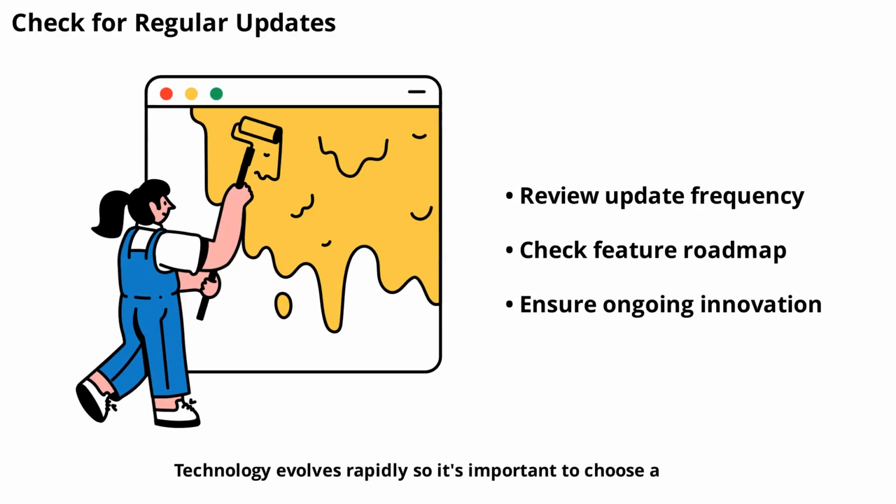Technology evolves rapidly, so it's important to choose a vendor that regularly updates their software. Frequent updates ensure your platform stays secure, compatible, and equipped with the latest features. Review the vendor's update history and roadmap to gauge their commitment to innovation.